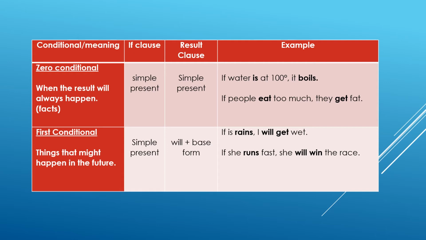So zero conditional is simple present in both, and it is referring to facts. And first conditional has simple present in the if clause, will plus base form in the result clause, and is going to have a consequence of something, right? A future consequence or a future possibility, depending on the first part, the if clause.